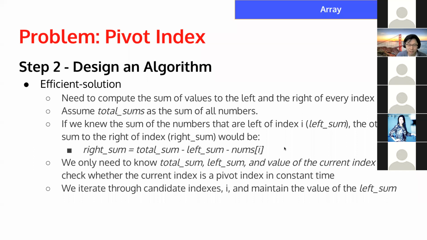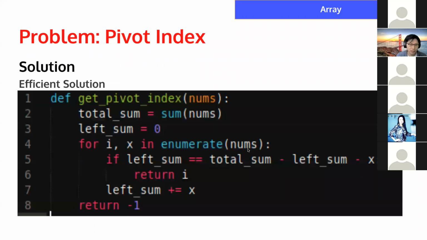And if they equal each other, then the index that we're currently standing on is the pivot index, and we just return that. And if not, we move on to the next index and repeat this operation again until we find the pivot index, or until we don't find any, and just return -1.